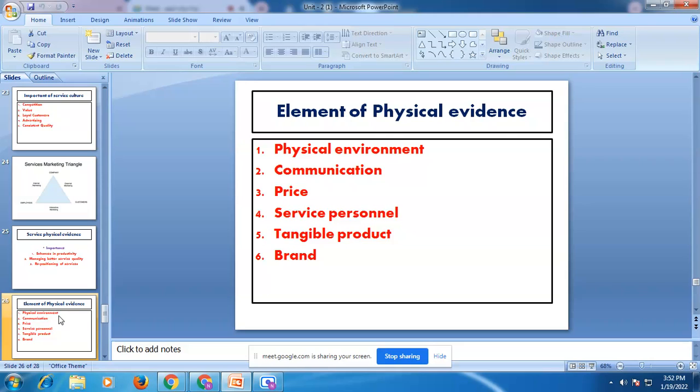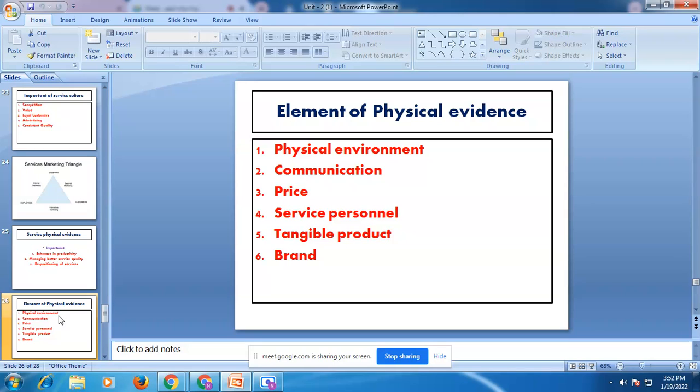Next is the service personnel. The behavior, the etiquette, and the appearance of the service personnel rendering the service also have an important role to play in enhancing the customer's perception of service quality. It becomes a crucial part of services having physical evidence. Therefore, the service provider should choose an appropriate dress code for the service staff.